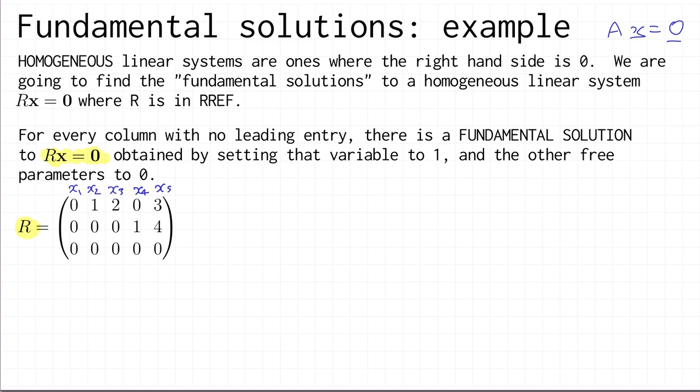And you can see that R really is in row-reduced echelon form. There are some variables whose column does not have a leading entry. If we look at the columns, you can see that column 1, column 3, and column 5 have no leading entry. So variables x1, x3, and x5 are free parameters, and there will be a fundamental solution for each of those free parameters.